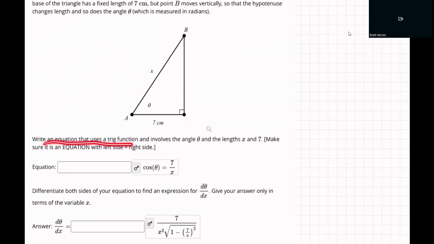write an equation that uses a trig function and involves the angle theta and the lengths x and 7. Make sure it is an equation with left side equal right side. So I want an equation. Left side. There's the answer. How'd they get that? Well, let's come back.